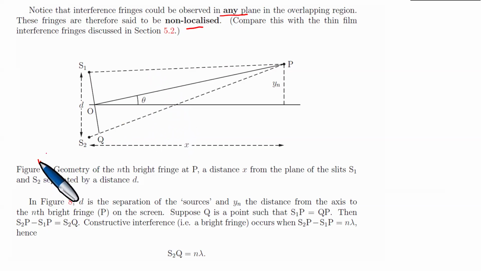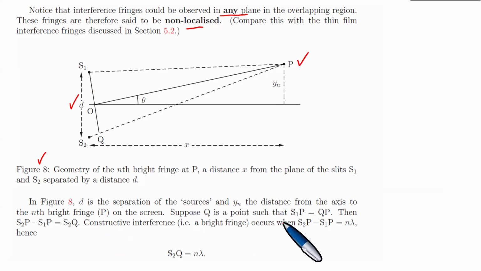Figure 8: geometry of the nth bright fringe at P, a distance x from the plane of the slits S1 and S2, separated by distance d. So in figure 8, d is the separation of the sources, and yn is the distance from the axis to the nth bright fringe P on the screen. There's yn there.